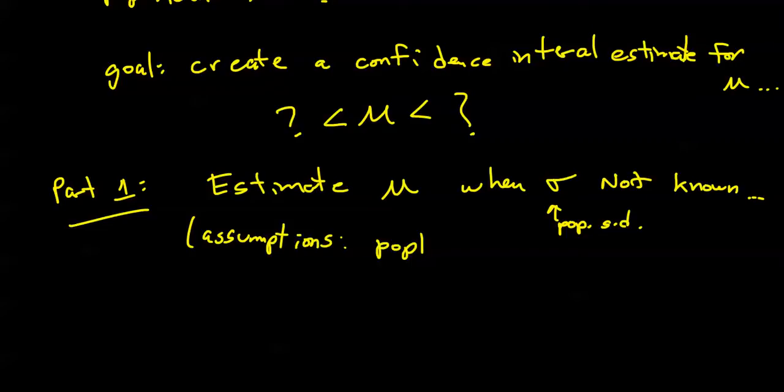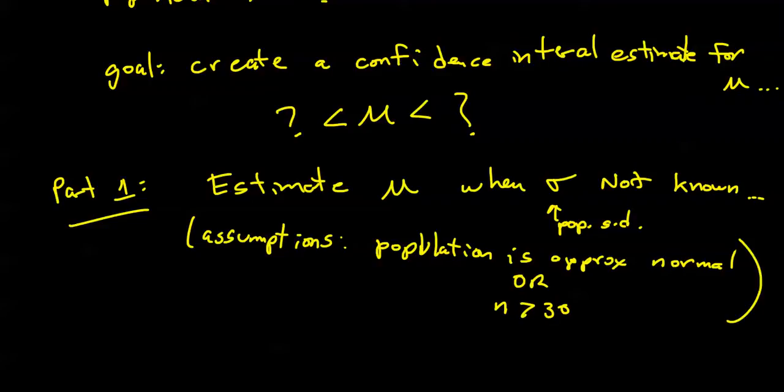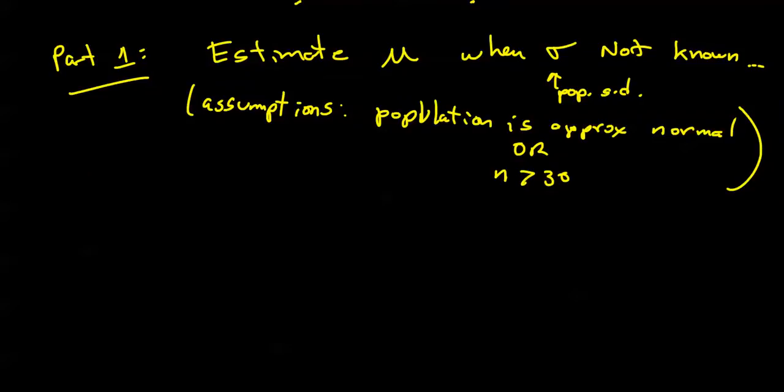Our population is approximately normal, or your sample size is greater than 30. All right, one of these two statements has to be true to use the formulas developed in this section. The formulas developed in this section do make that assumption. All right?